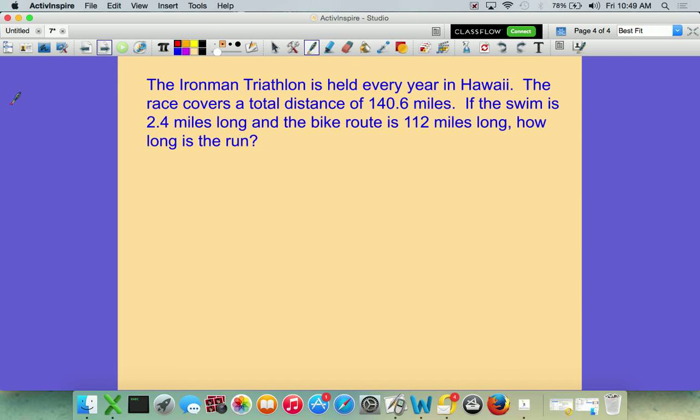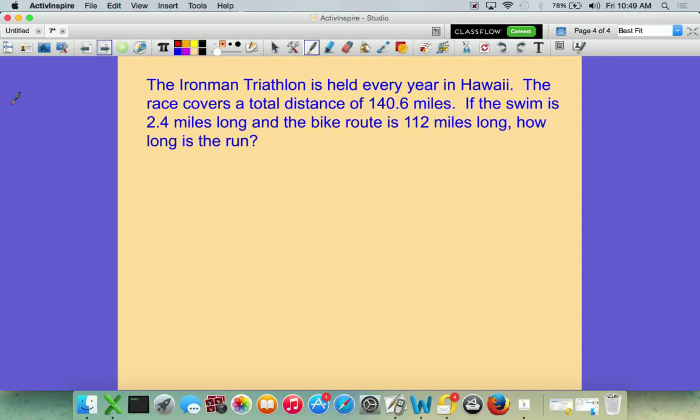Last one, a word problem. The Ironman Triathlon is held every year in Hawaii, and these are the actual distances. Total distance is 140.6 miles. They swim 2.4 miles, and they bike 112. How long is the run?